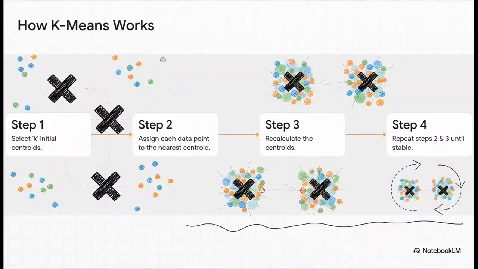So how does it actually pull this off? It's a pretty clever little dance, actually. First, it just randomly drops K centroids onto your data. Then it starts a 2-step process. Step 1, it assigns every single data point to whichever centroid it's closest to. Step 2, it finds the new center of each of those fresh groups and moves the centroid there. And it just repeats that dance, assign, move, over and over again until the groups stop changing and everything settles down.